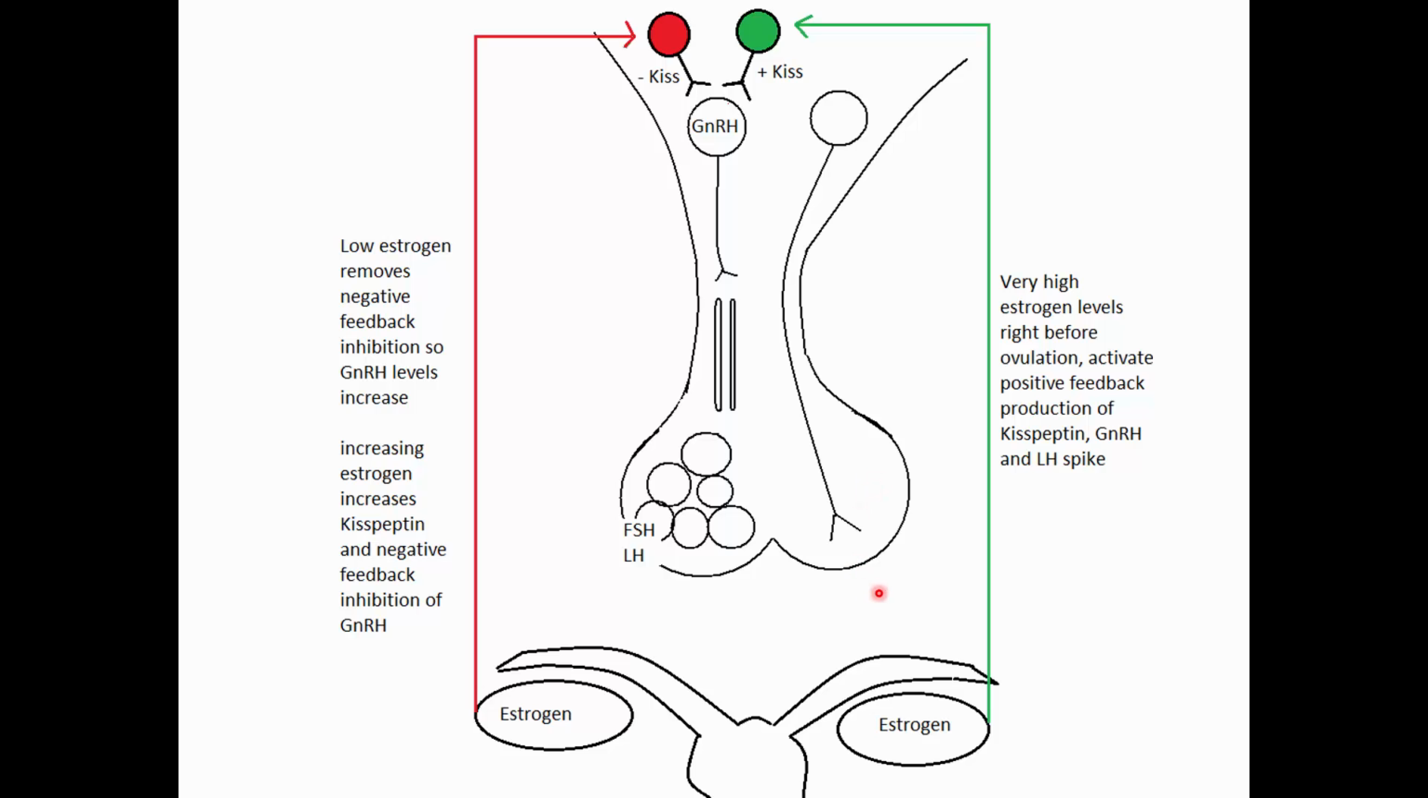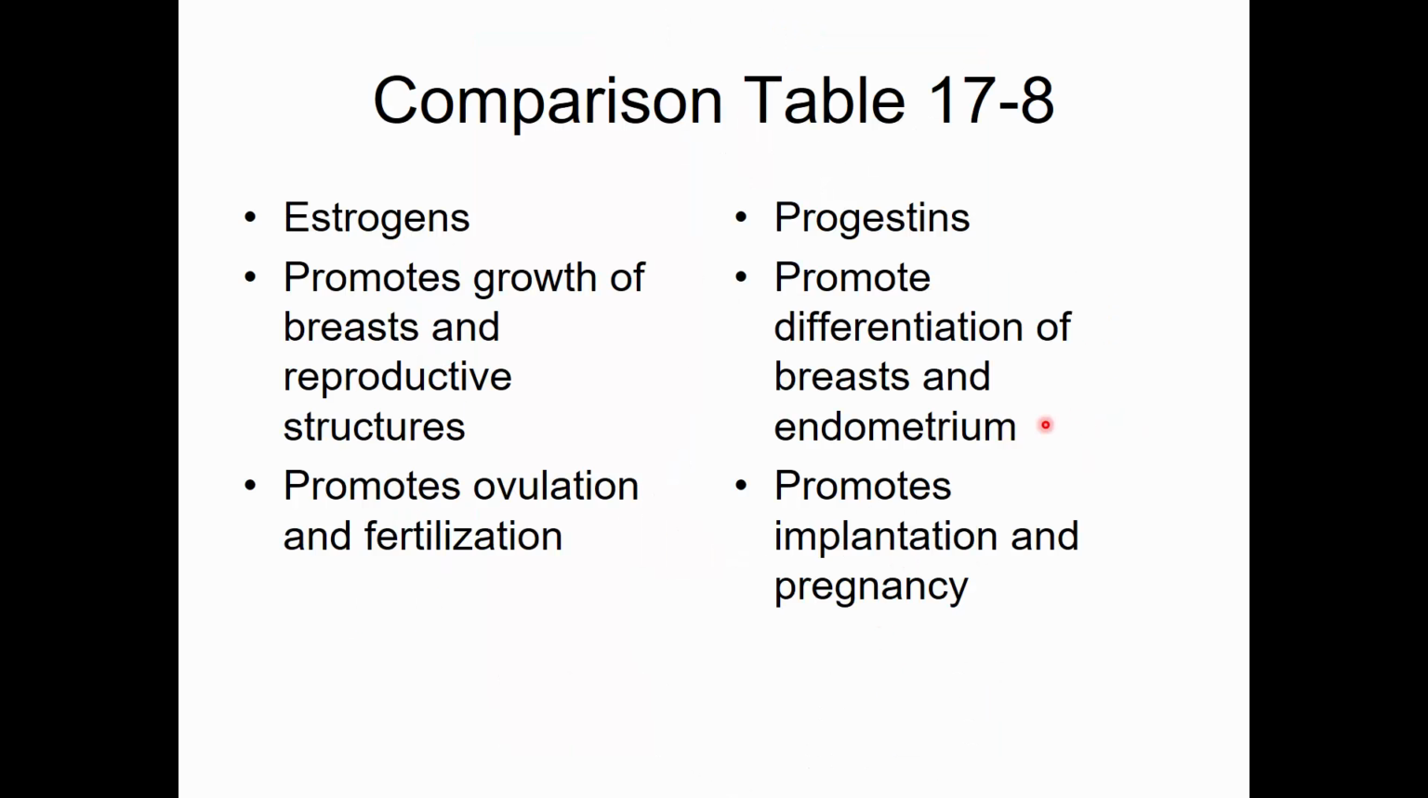Now, this has not been shown definitively in humans. It's been shown in sheep. Sheep are a pretty good reproductive animal model for humans. So I suspect this is the way it takes place in humans. We do know humans have kisspeptin. Kisspeptin seems to be involved in puberty.